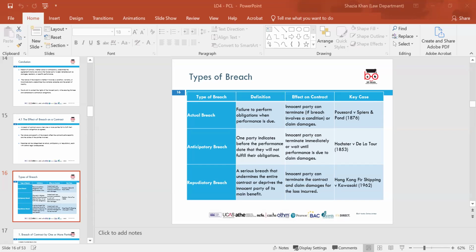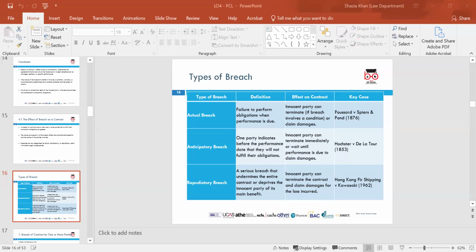You've got actual breach, which occurs when one party fails to fulfill their obligations by the deadline or during performance. The effect on the contract is the innocent party can terminate if the breach involves a condition, or claim damages. The key case in regards to that, as we mentioned earlier, is Poussard v Spiers and Pond, 1876.